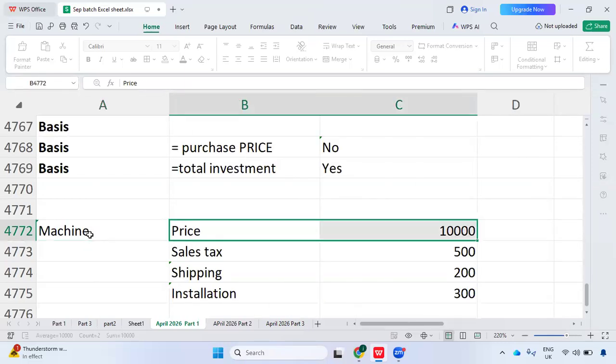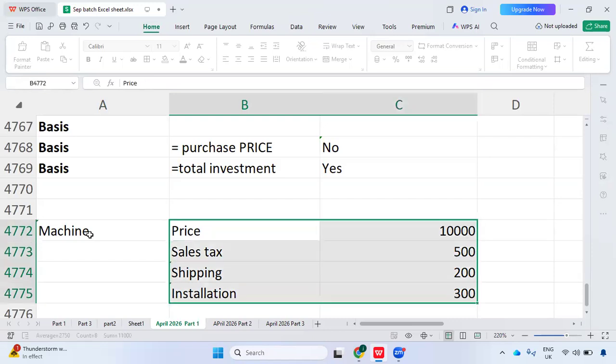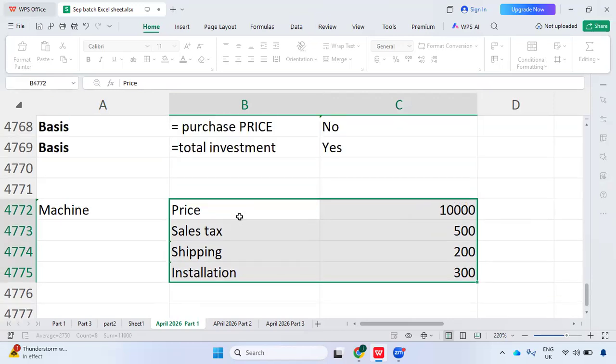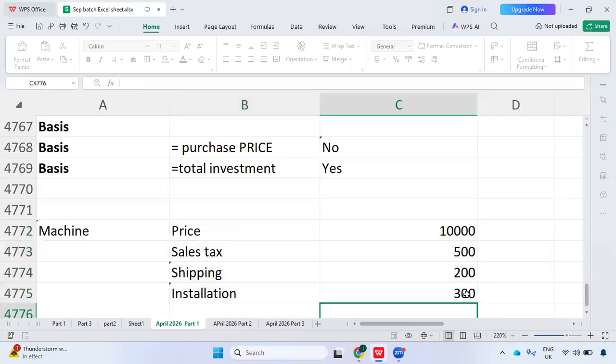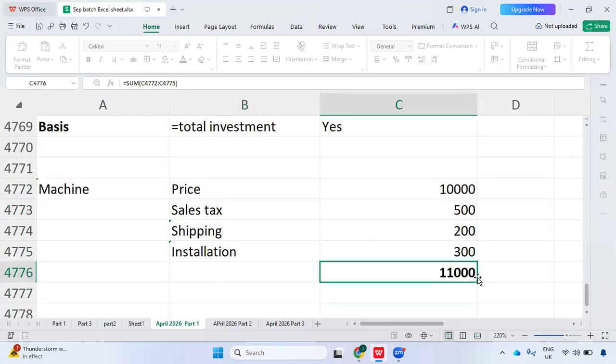If you consider only 10,000 for the purpose of basis, then what about these other expenses? These also form part of your purchase price, which is the basis. We include the total investment in the property: the purchase price plus additional cost, if any. Summing all of these gives 11,000, so 11,000 will be the basis.